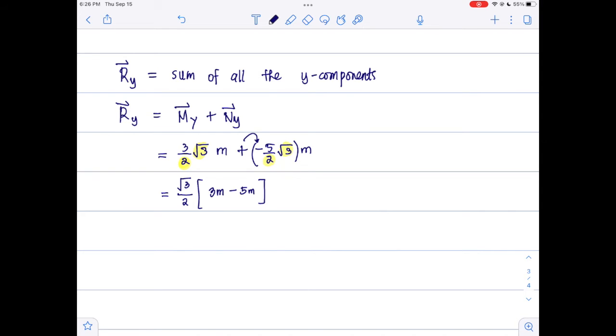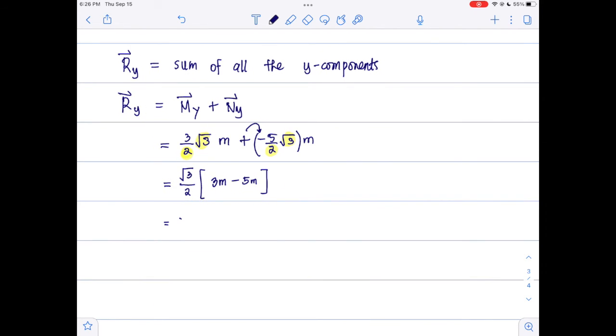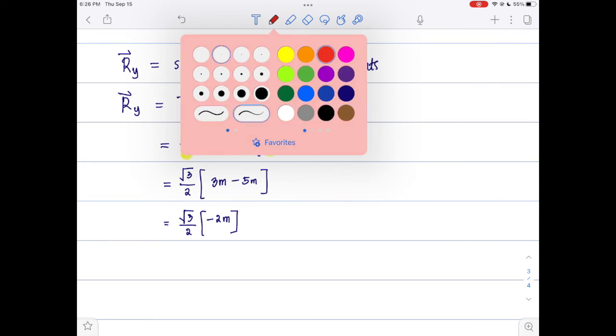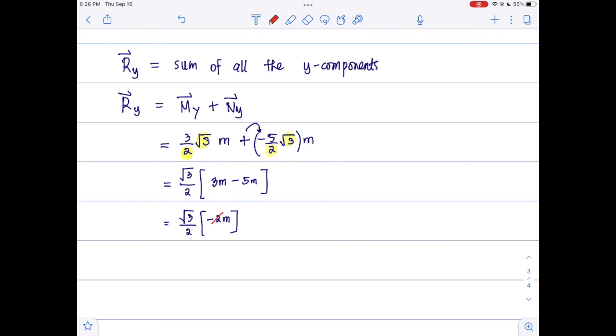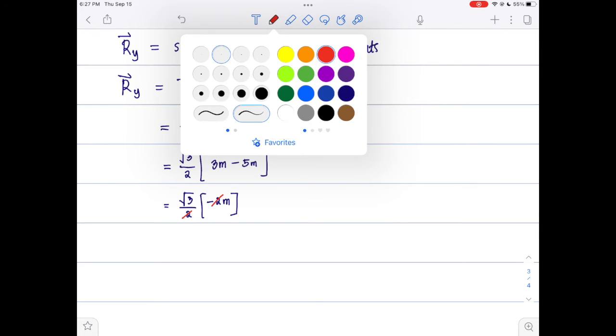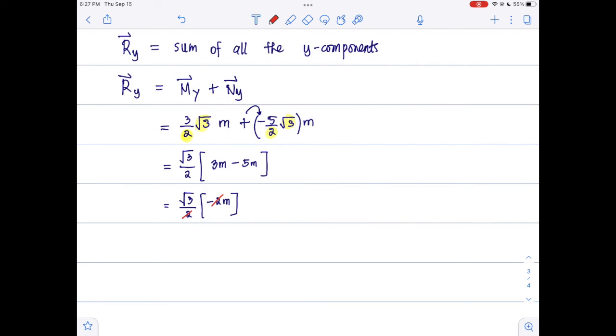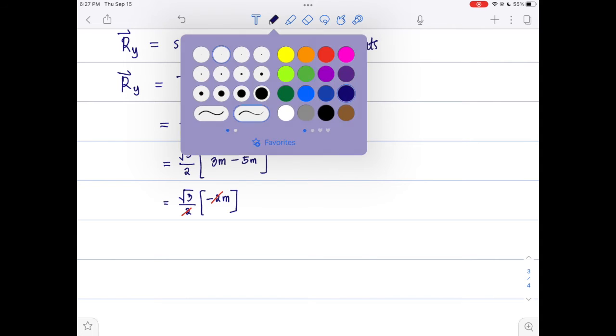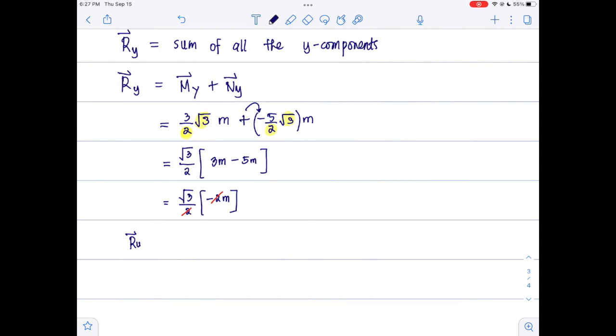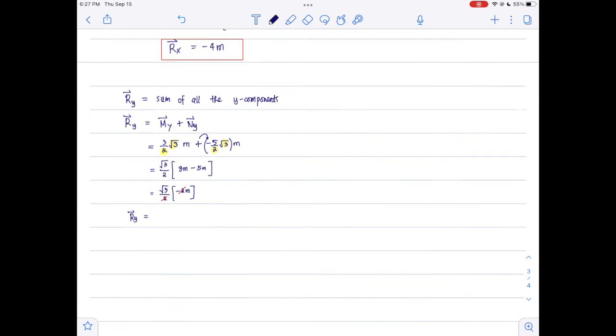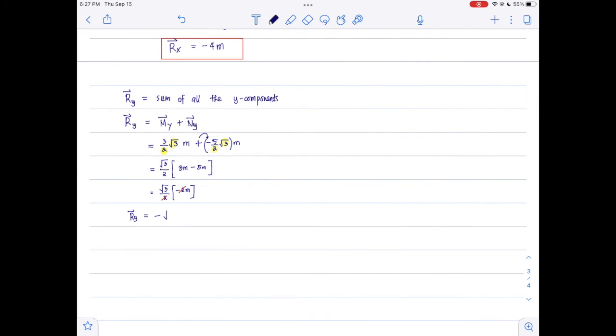Okay, so I'm going to simplify further. I have square root of 3 all over 2, but do note that 3 minus 5 is just negative 2 meters. You have 2 in the numerator and 2 in the denominator that will cancel out, so negative 2 over 2 is negative 1. So that means your resultant vector in y is negative square root of 3 meters. So that's your resultant in y.